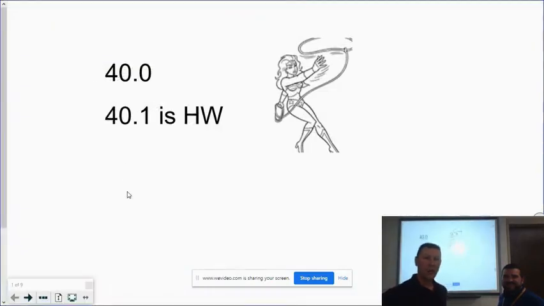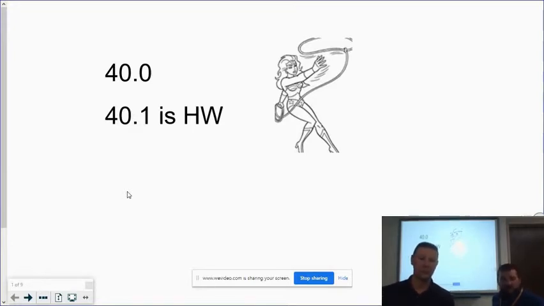Hello everyone, today we're going to go over the 40s, and 40.1 is your homework. Today's going to be all about naming compounds. We're going to have our formulas and go through some different naming cases. In total, we'll go over five different naming cases, but today we're just going to go through case A and case B. So please have your periodic table out as we're working today.